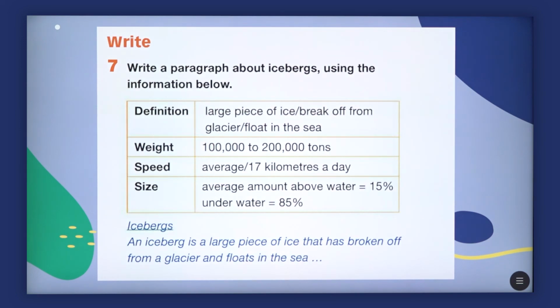Now let's move on to writing. Next, you are going to write a paragraph about icebergs using the information below. You've got the definition, the weight, speed, and size. For example, you can start as: an iceberg is a large piece of ice that has broken off from a glacier and floats in the sea. Then you are going to use the details given to complete the paragraph.